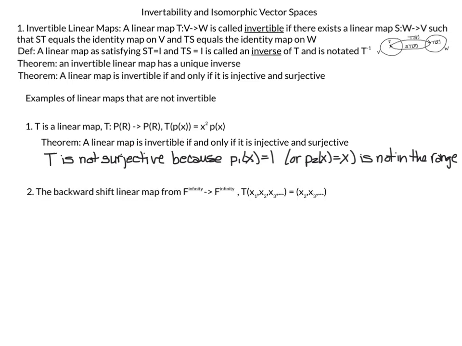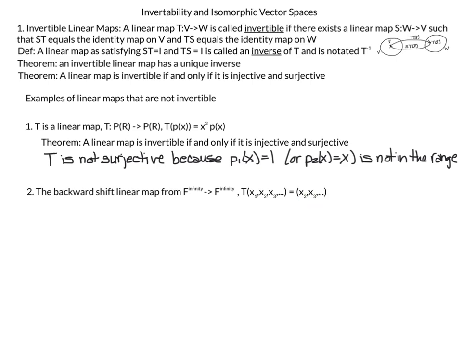Our next example is one we covered in our overview. That's the backward shift linear map from F infinity to F infinity. And remember, F infinity is just a sequence of an infinite number of complex or real numbers. So T takes this infinite sequence, x1, x2, x3 up to infinity, and what it does is it backward shifts. So it shifts everything over and it gets rid of the first element or first coordinate. So we're left with x2, x3, etc.